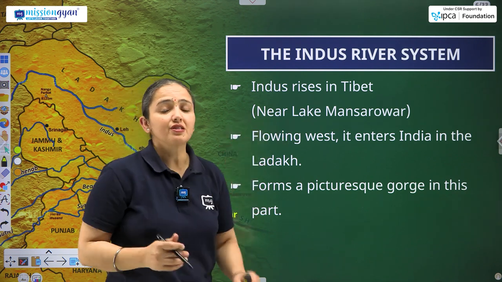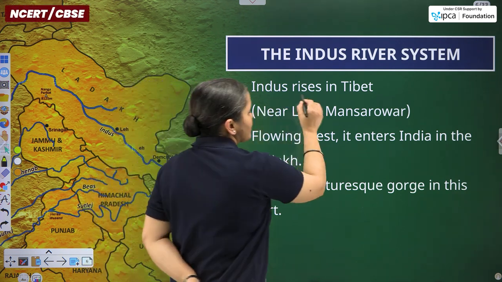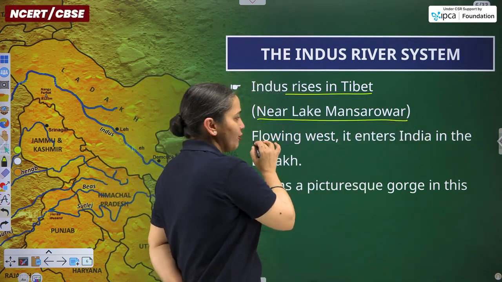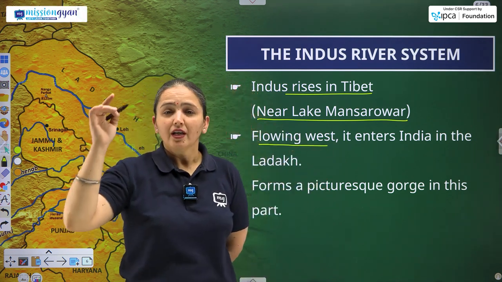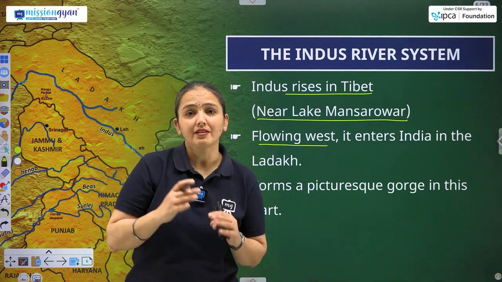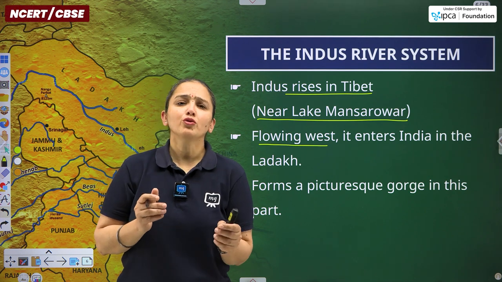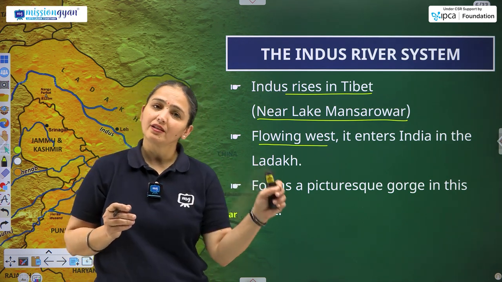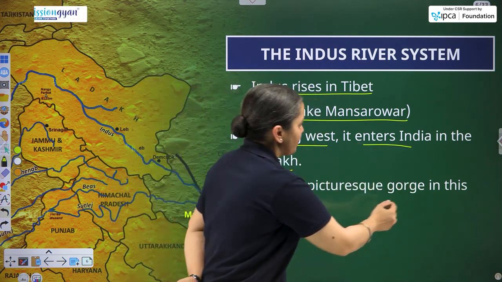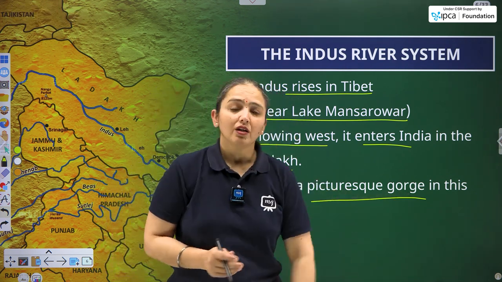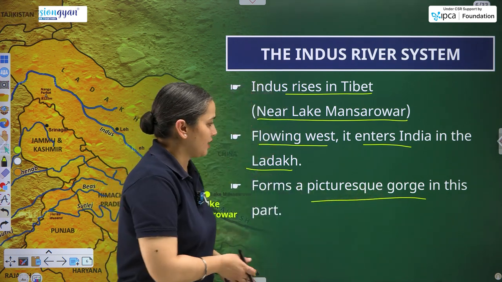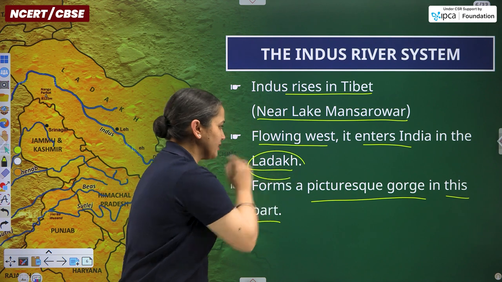Talking about the first river system, that is the Indus river system. Indus rises in Tibet near Lake Mansarovar, and it directly enters the Ladakh region. It flows towards the west, towards Pakistan, and the major flow of the water of the river Indus is in Pakistan. Almost about 30% of the flow of the Indus lies in India. It enters India in the Ladakh region, and it forms picturesque, beautiful gorges, again a particular kind of physical feature, in that part of Ladakh itself.